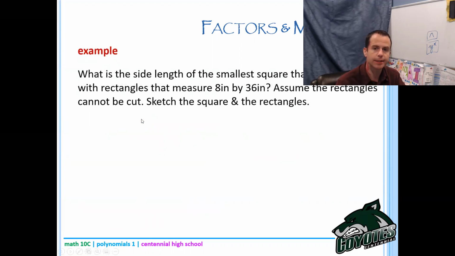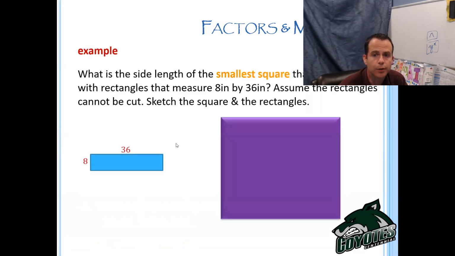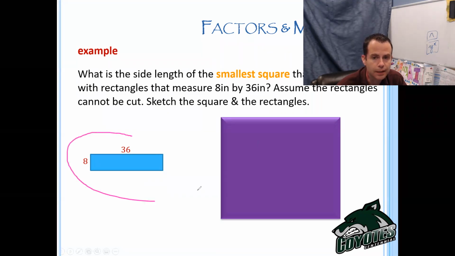Couple word problems here to end our day with. What is the side length of the smallest square that could be tiled with rectangles that measure 8 inches by 36 inches? Assume the rectangles cannot be cut. Sketch the square and the rectangle. When you're reading this, you always want to look for key information. The key phrase here is smallest square. I need to make this as small as possible, but I'm going to make it using this rectangle.